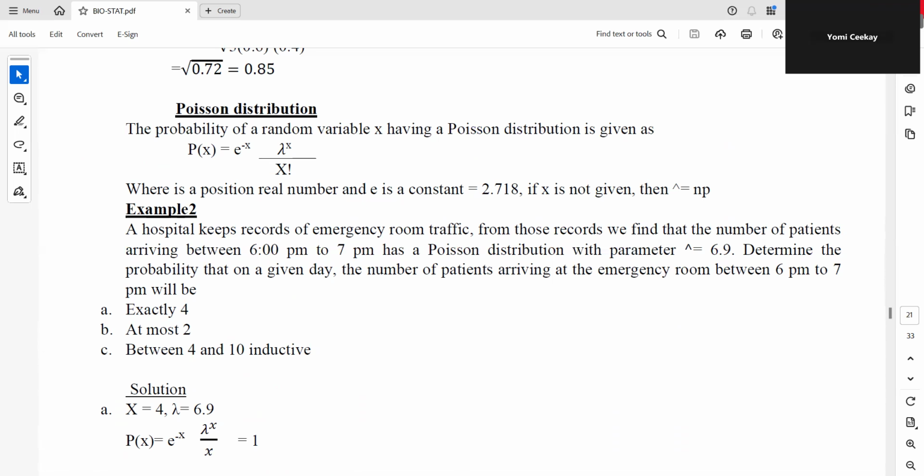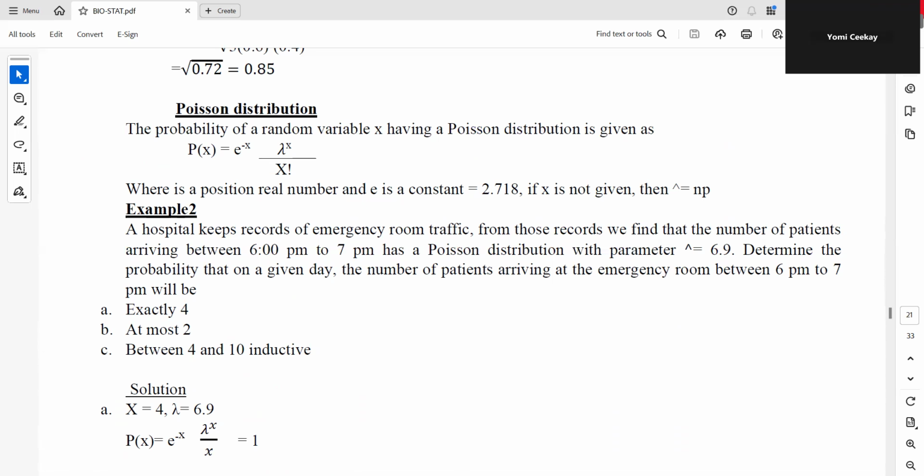The Poisson distribution says that the probability of X occurring is equal to exponential minus lambda, times lambda raised to power X, over X factorial. What do we mean by X factorial? Some of us may not understand what factorial means.